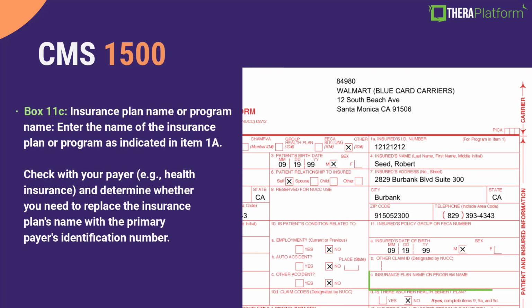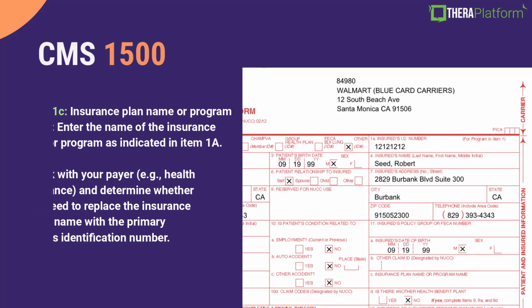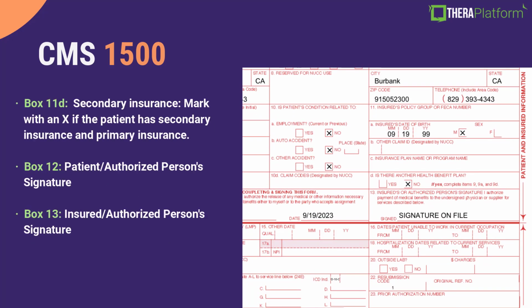Box 11C is where you enter insurance plan name or program. Enter the name of the insurance or program that you indicated in item 1A. And also check with the payer, like health insurance, and determine whether you need to replace the insurance plan's name with the primary payer's identification number. So box 11D, you mark this if your patient has a secondary and primary insurance.